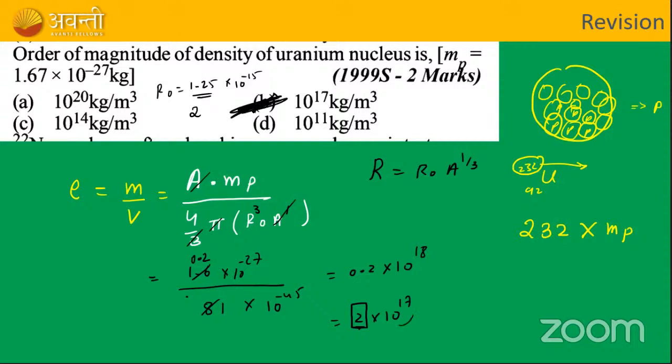And imagine, the density of water is of the order 10 to the power of 3. For nuclear matter, it is 10 to the power of 17. Imagine, it's so dense. It's completely dense.